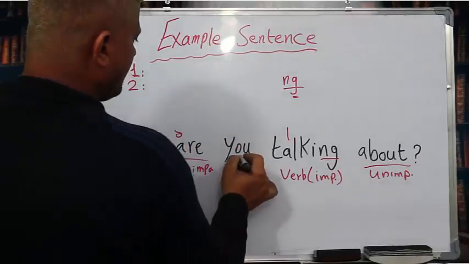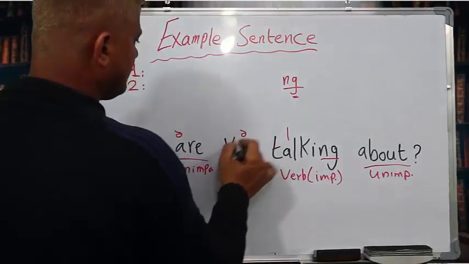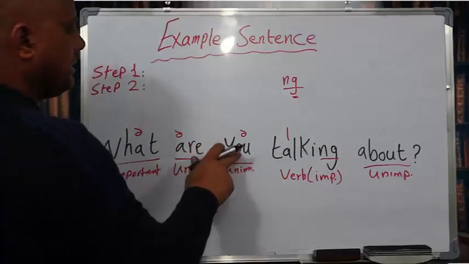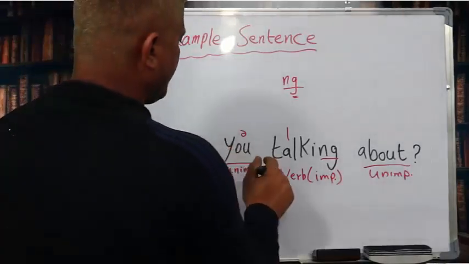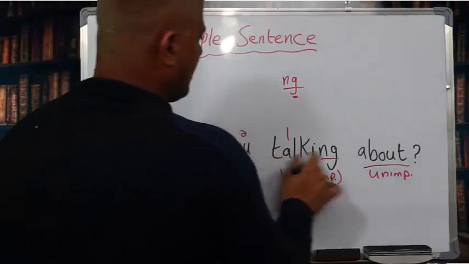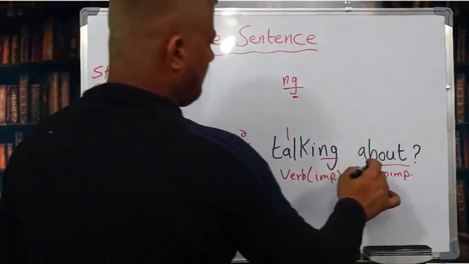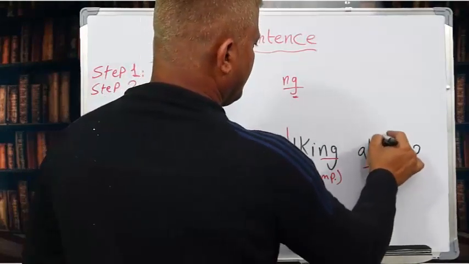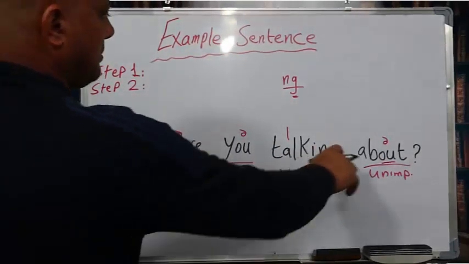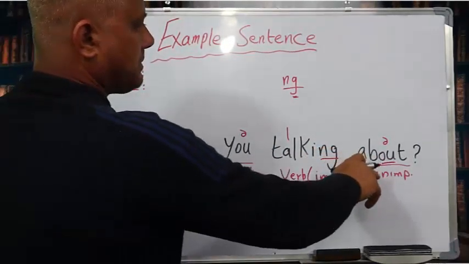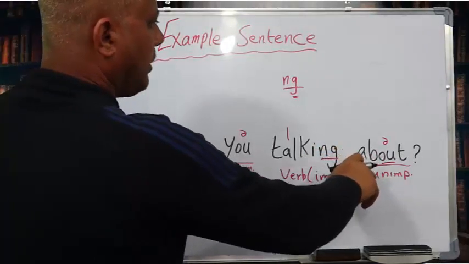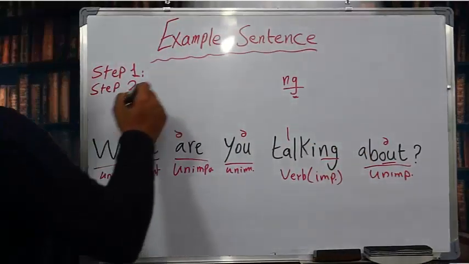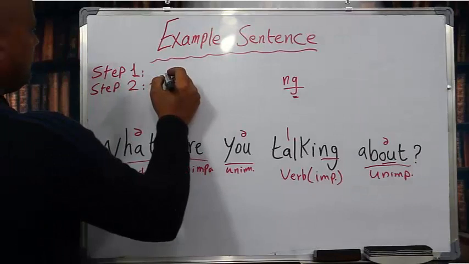You, the sound U becomes schwa. So the result, yeah, not you, yeah. Talking, no reduction at all. About, the sound ow will become schwa. So it will become about, not about. So this is the first rule.